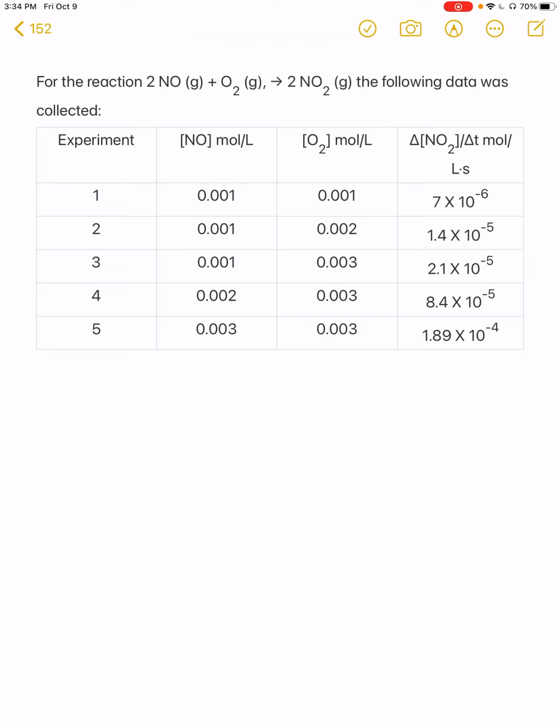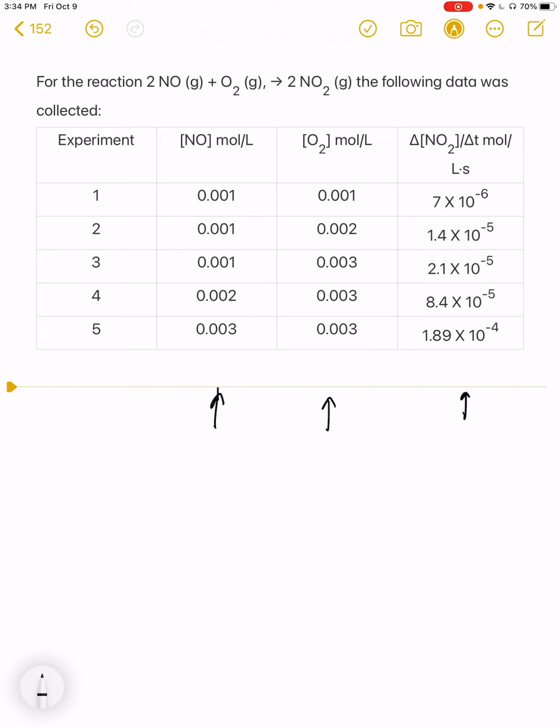We can run the reaction several times, manipulating the starting reactant concentrations, which are here and here. And as we do that, the initial reaction rate, which is in the final column, changes. As we would expect, if we look at experiments 1 through 3, as the oxygen is increased, the reaction rate gets faster. And if we look at experiments 3 through 5, as the nitrogen monoxide concentration increases, the reaction rate gets faster.